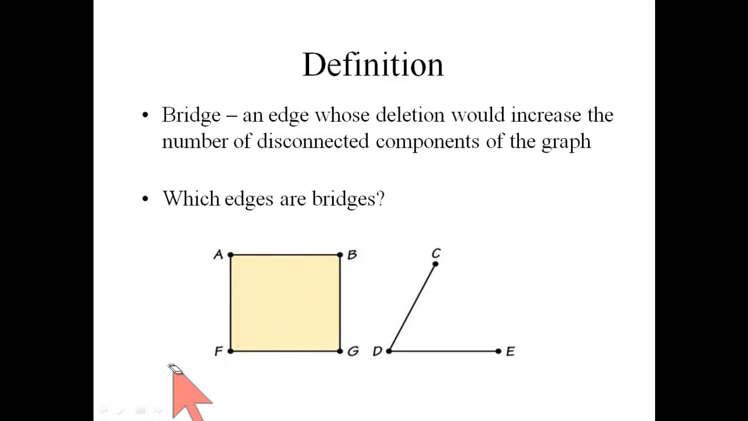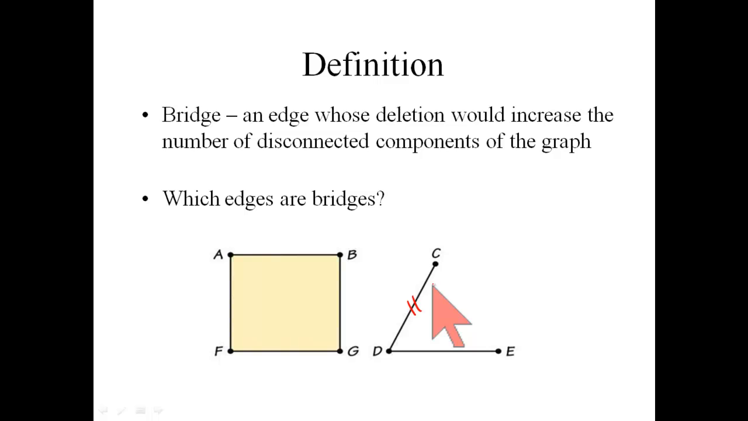But suppose instead of that edge, I delete this edge. Now, how many components are there? 1 here involving this block, 1 here. Vertices D and E and the edge joining them are another component. And now with this edge gone, vertex C is a third component. You can't get from vertex C to either of the other 2 components, so it's a third component. And deleting edge CD did increase the number of components of the graph. So CD is a bridge.